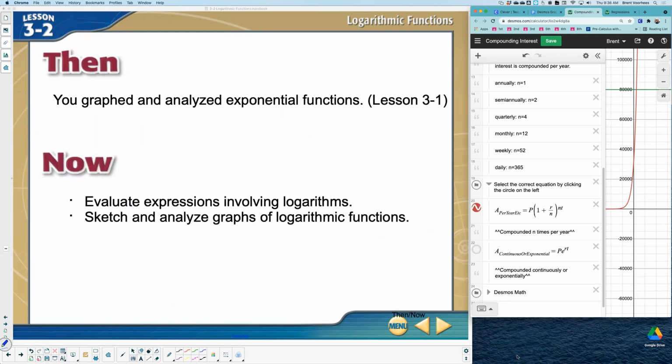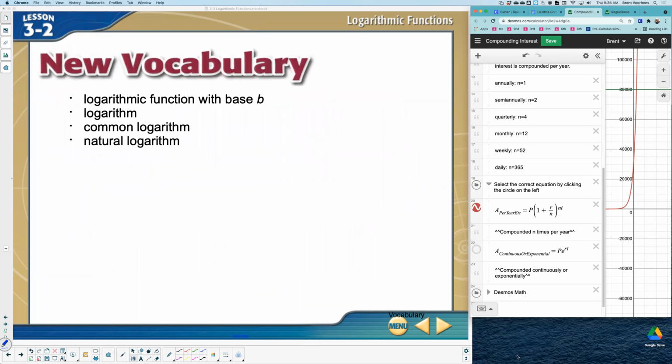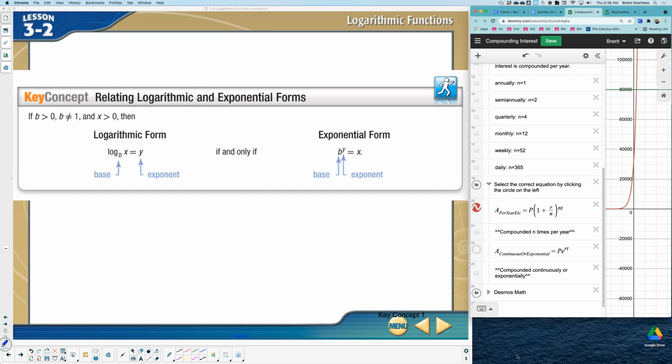All right, let's take a look at lesson 3.2. So today is all about logarithms. And this little sheet here, I actually gave you this on lesson 3.1. So I gave you this last lesson on 3.1.